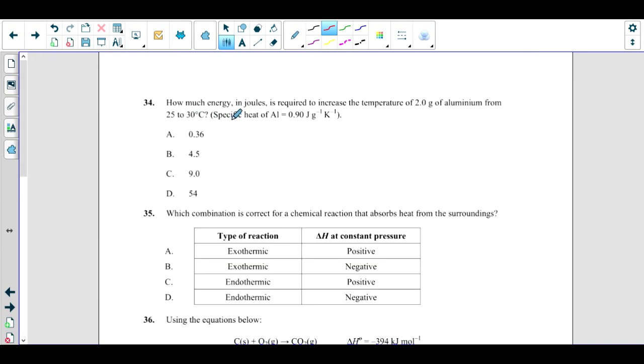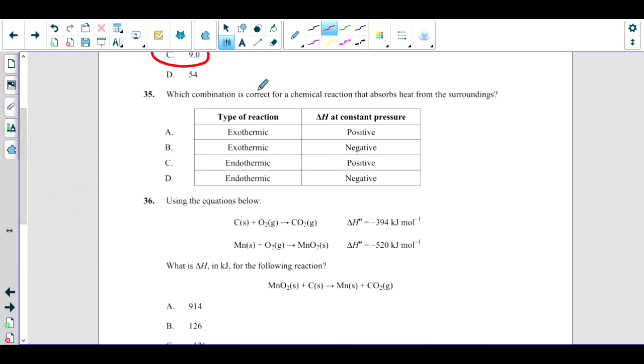Okay. How much energy in joules is required to increase the temperature of 2 gram of aluminium from 25 to 30 degrees centigrade? Again, this question you can simply do with Q equals MC delta T. Values are given to you. The answer should be 9. I think this is a repetitive question. We have done this before also.